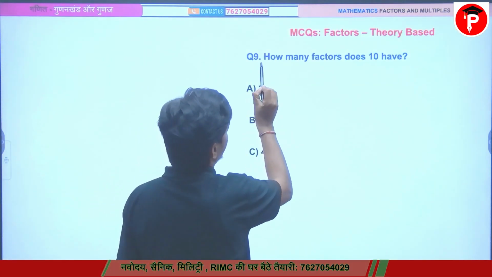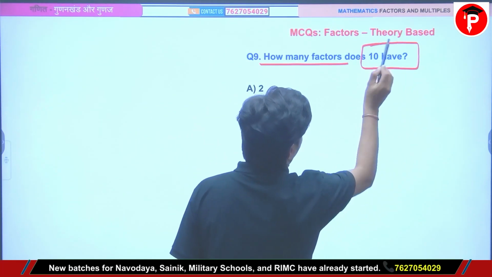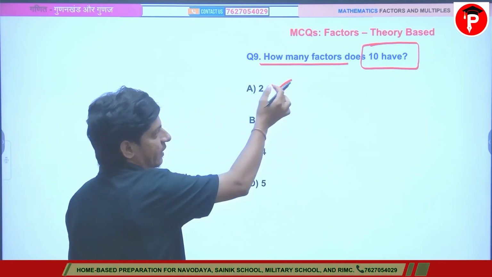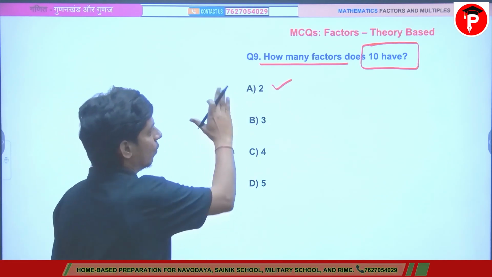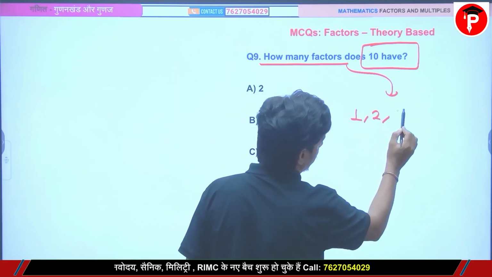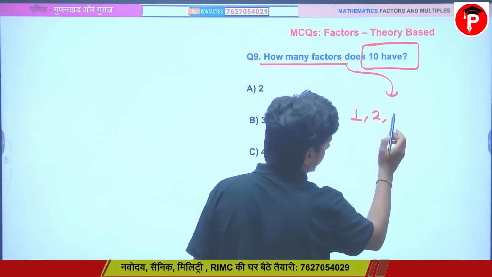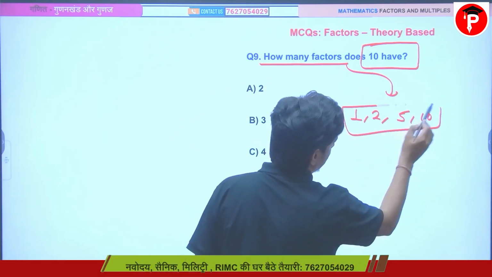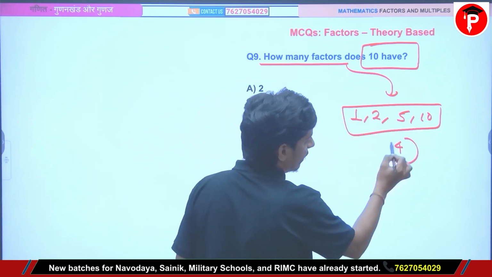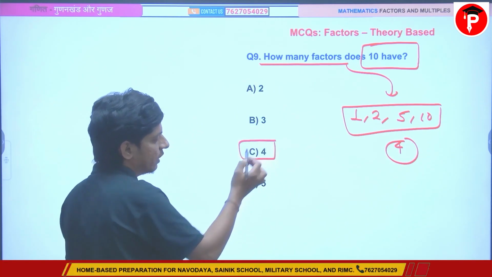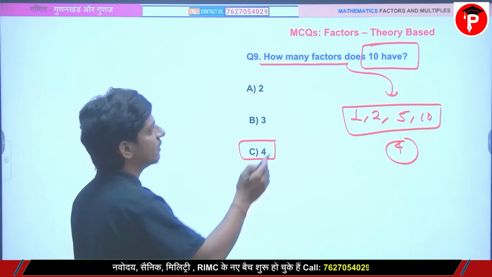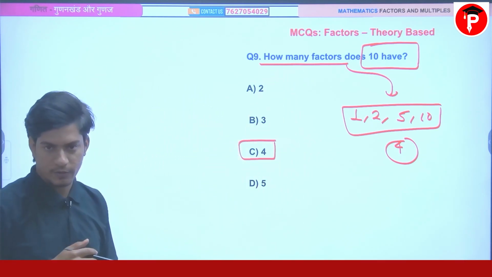Next, question number 9. How many factors does 10 have? How many factors? Most students will take 2 as the answer because they think 2 is a factor of 10. No, this question demands how many factors 10 has: 1, 2, 5 and 10. If you look at this 1, 2, 5, 10, how many factors on counting? 1, 2, 3, 4. On counting, these are 4. Students will get confused that 4 is not divisible into 10. No, how many means on counting. The question is not saying which is a factor of 10 or which is not a factor of 10, just like this.